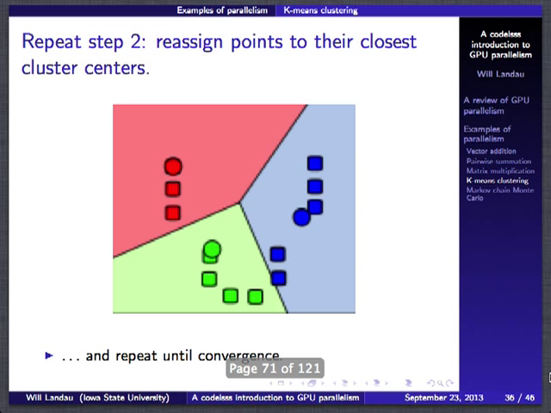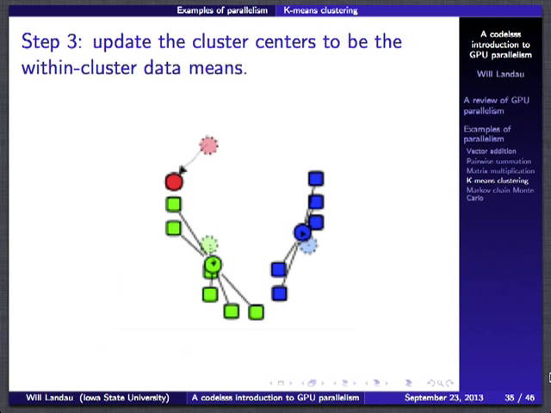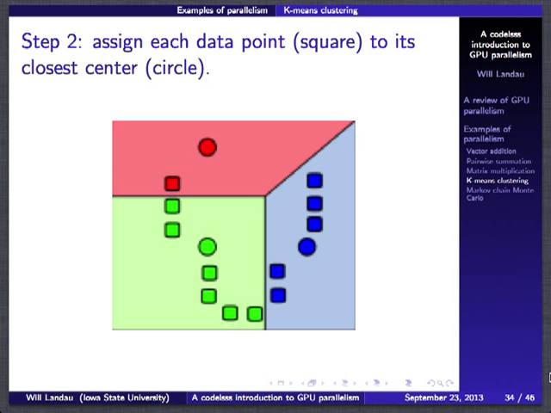So there's a lot of opportunities for parallelism here. Let's consider step 2 first. Step 2 was when we assign each point to its closest center. So first we have to compute the distances. For each point, I want to compute the distance to this center, the distance to this center, and the distance to this center. All those distances can be computed simultaneously, for the distance from each point to each cluster center. And once I have all those distances, all these points can be assigned simultaneously.